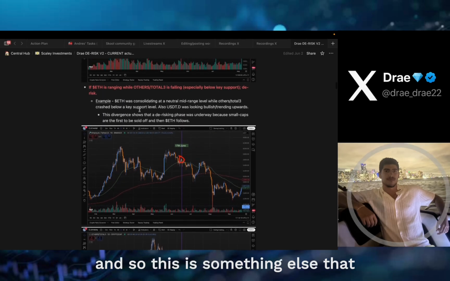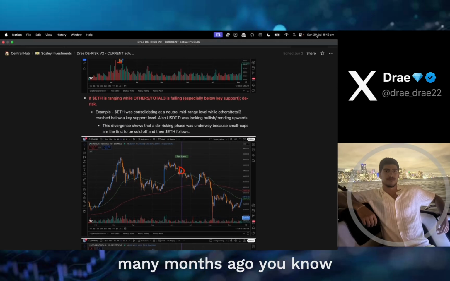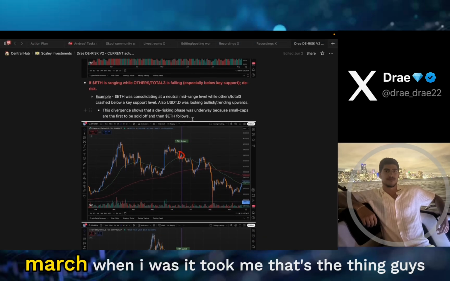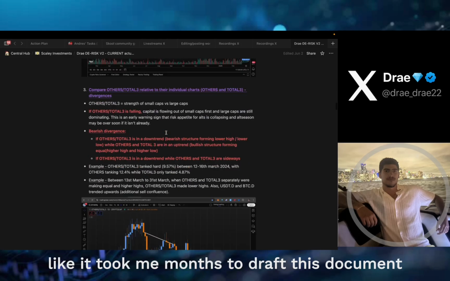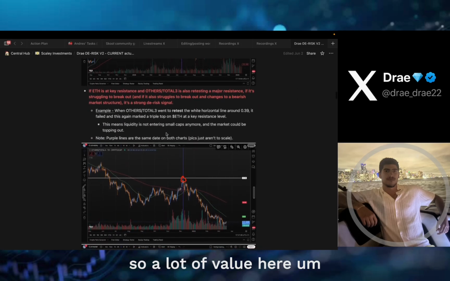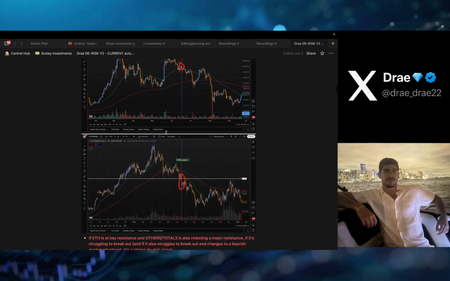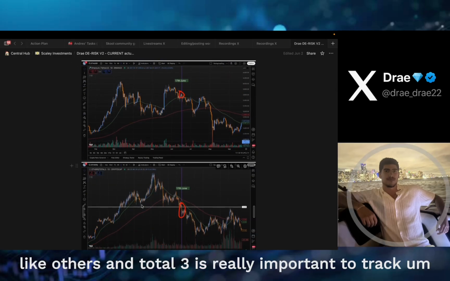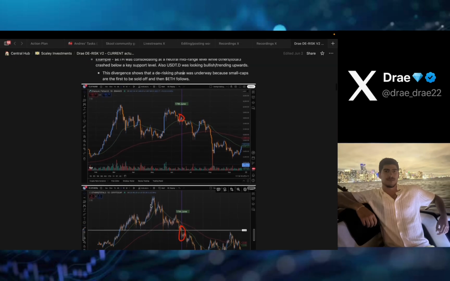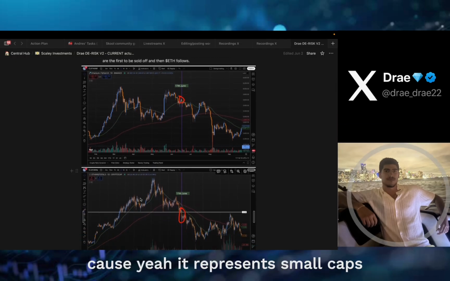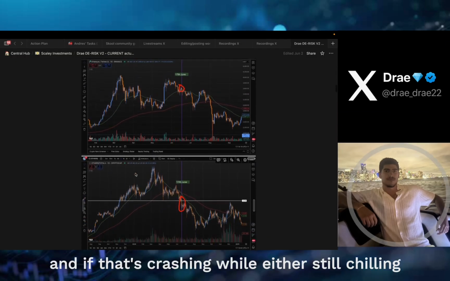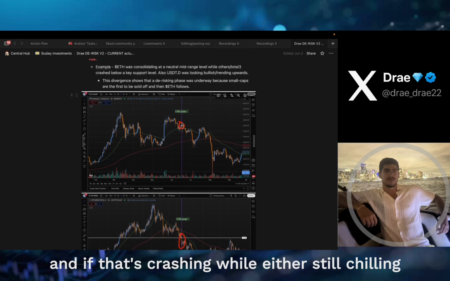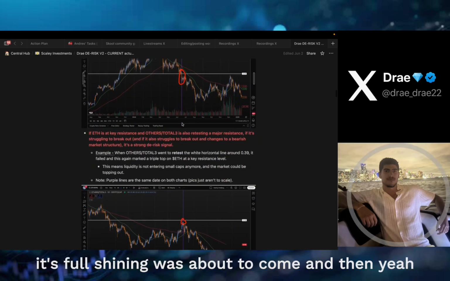And so this is something else that I found when I was doing my research many months ago, February, March. It took me months to draft this document, and I'm just going through it with you guys, so a lot of value here. But that's another thing I realized: wow, Others Total 3 is really important to track, because it represents small caps, it represents risk assets. And if that's crashing while ETH is still chilling, that's a really bad look for alts. It's foreshadowing what's about to come.